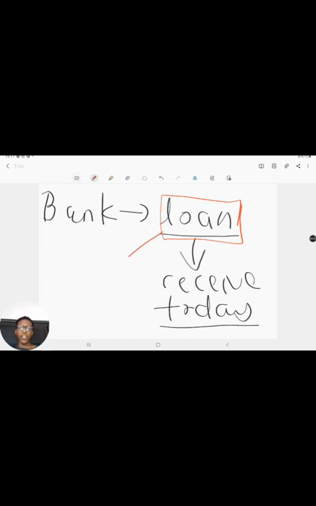So if you take out a loan of 100,000 today from a bank, the bank can't tell you to pay them back 100,000 after 5 years, because they will have made a loss. 100,000 in 5 years won't be worth the same. It won't have the same value that it has today.